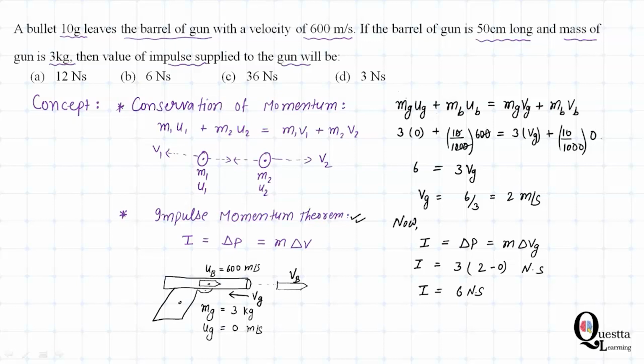So finally we can write that impulse is equal to 6 newton second, and this is the final answer of the given question. And if we see the options given, then we can say option B is the correct choice. I hope you understood the solution. Thank you.